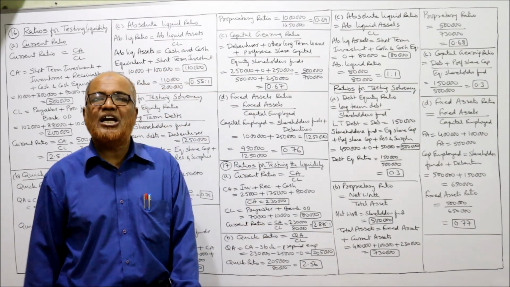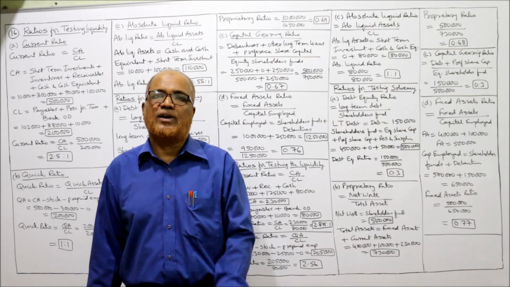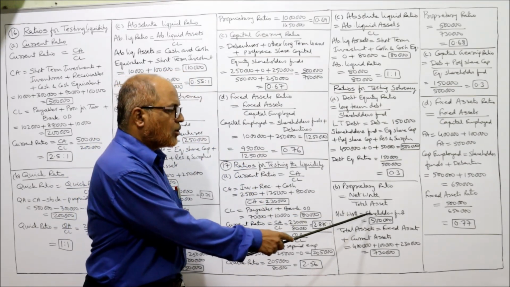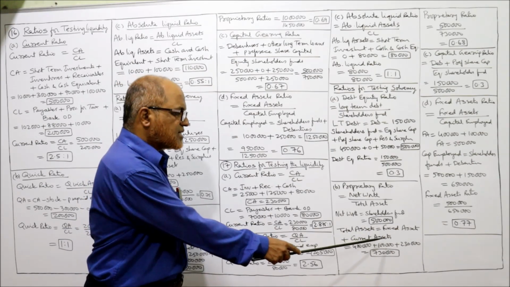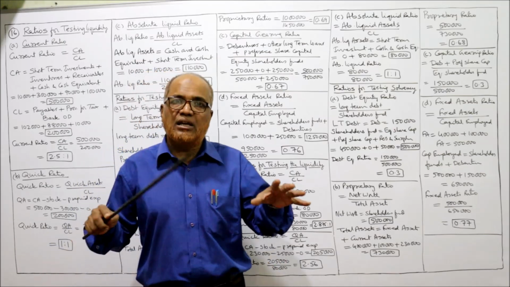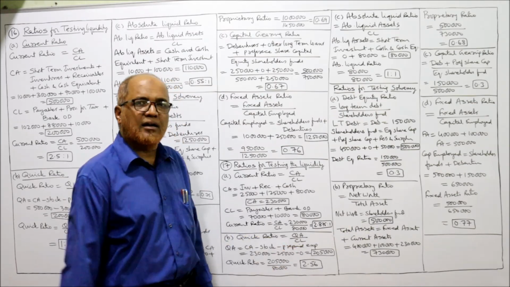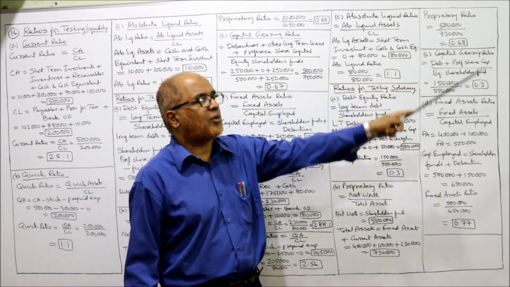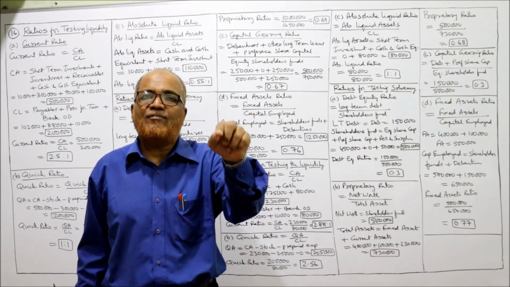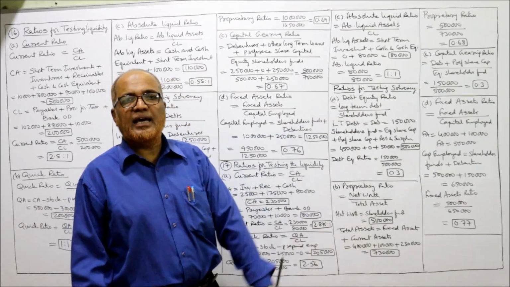Next is proprietary ratio, net worth by total assets. How much of total assets are financed by shareholders fund? Here net worth means shareholders fund, 5 lakh, and total assets, fixed assets plus current assets, 7,30,000. Out of total assets invested, how much is the shareholders fund? 5 lakh. So what is the ratio? 5 lakh by 7,30,000, 0.68. And 68% of the total assets are financed by shareholders fund. It's good.